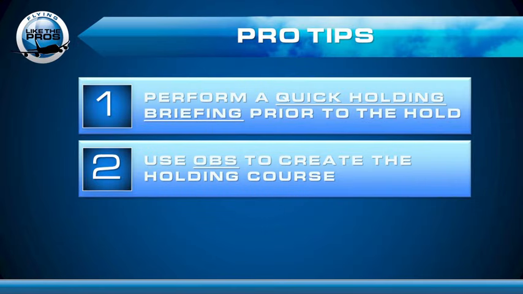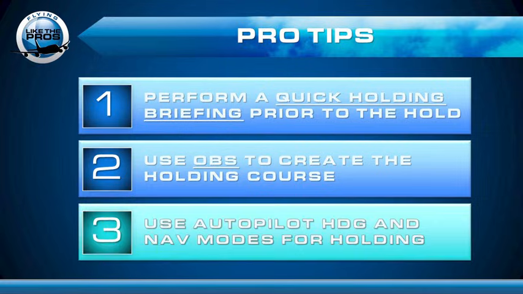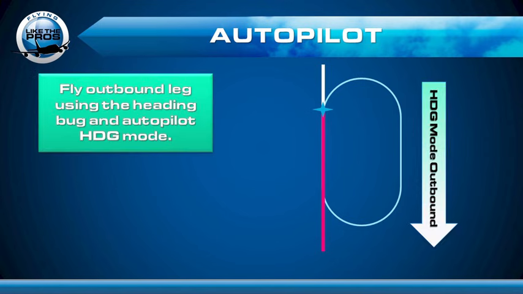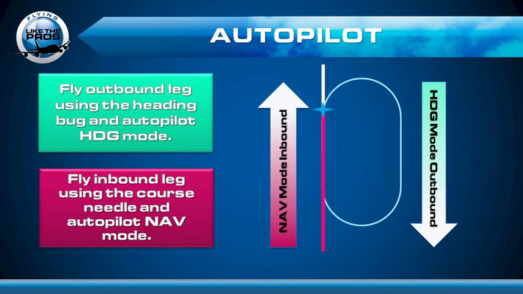Pro tip number 3, use autopilot heading in nav modes for holding. Yeah, the autopilot can't follow GPS guidance through the entire manual hold, so we have to use 2 different modes. Outbound, we're going to fly the leg using heading mode. And inbound, we're going to fly that leg using nav mode.